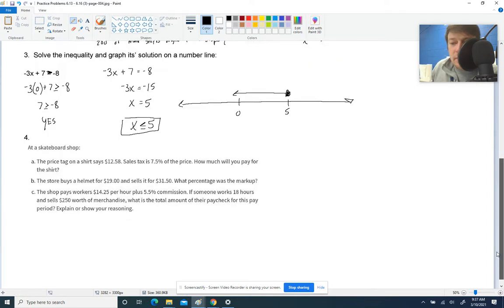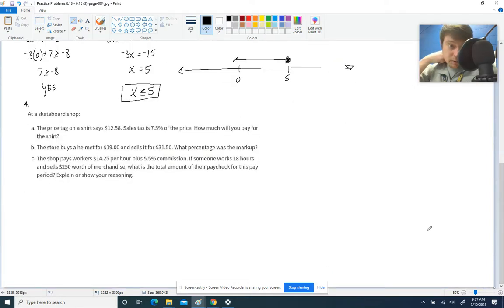All right, last problem of your homework. The price tag on a shirt says $12.58. Sales tax is 7.5% of the price. How much will you pay for the shirt? All right, let's do some percentage tables. All right, so percent and price for these.